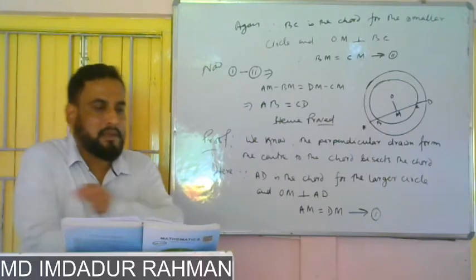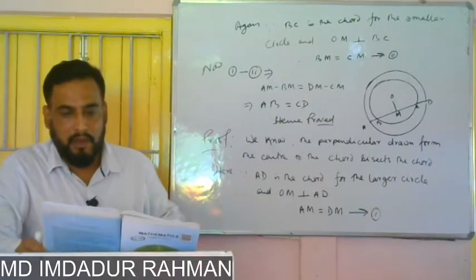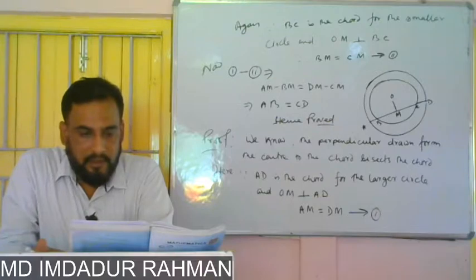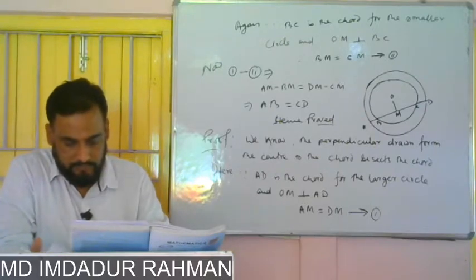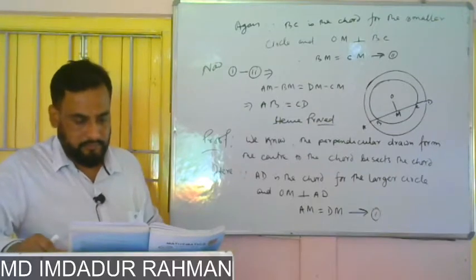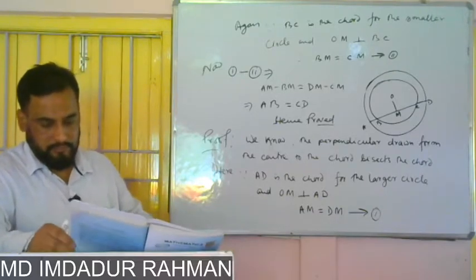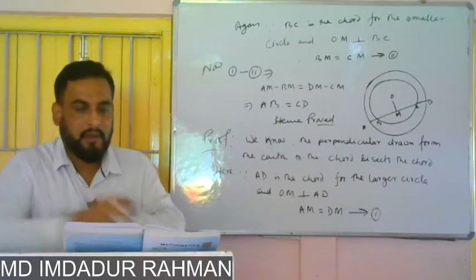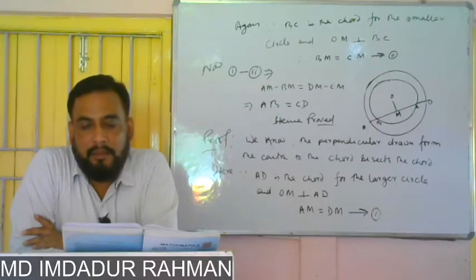So, this was your question number 4 of exercise 10.4. Now we will go for another theorem, that is theorem 10.8 of page number 203. What is this theorem? The angle subtended by an arc at the center is double the angle subtended by it at any point on the remaining part of the circle.